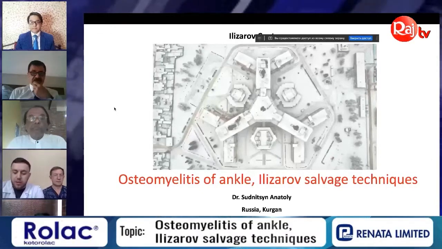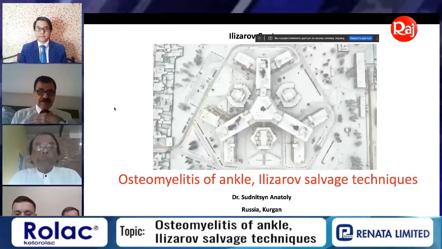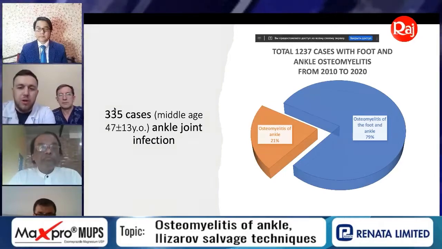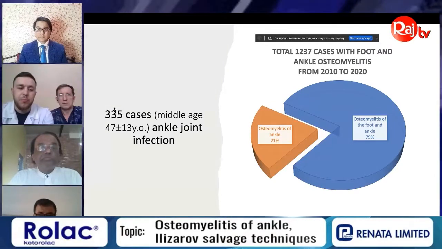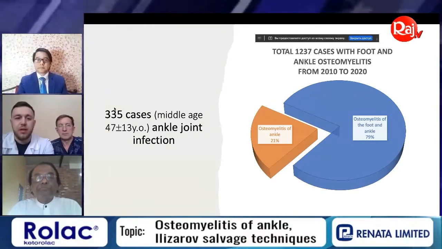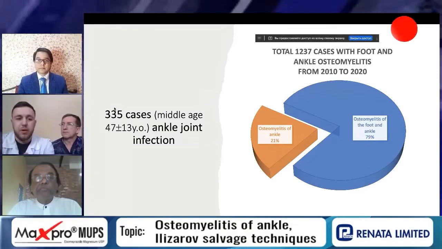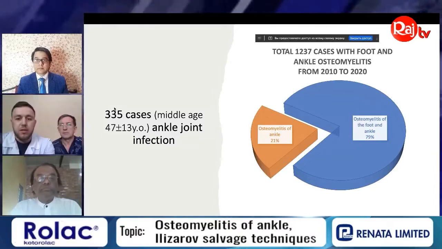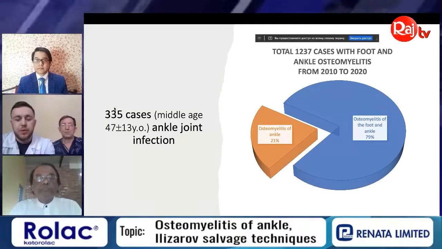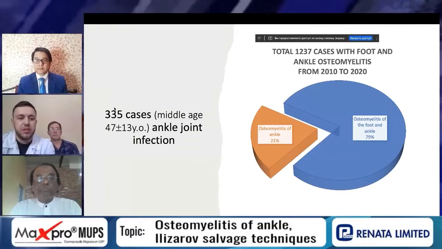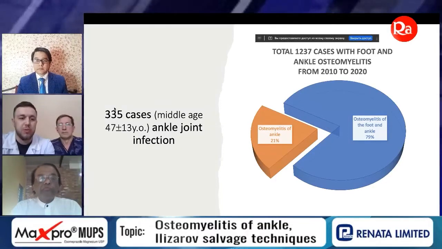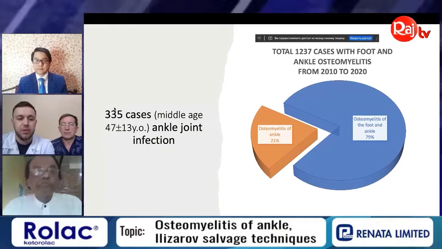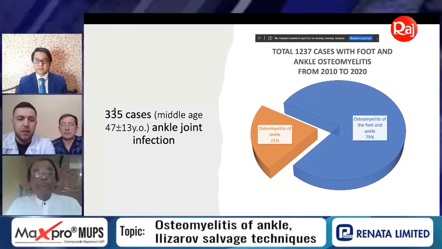Dear colleagues, osteomyelitis of the ankle is a very common problem in our practice. We find more than 50 cases every year, and in the last 10 years our department has treated more than 300 cases of ankle joint osteomyelitis.